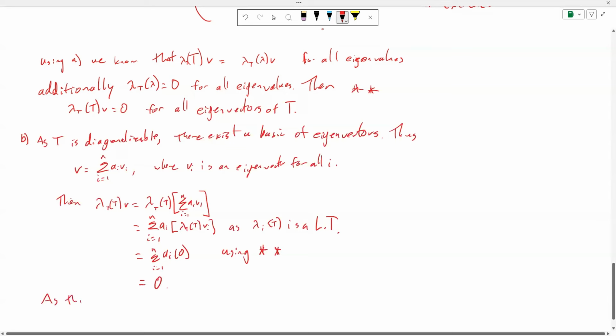As this is true for any v in V, the characteristic polynomial of T applied to T equals the 0 transformation. And this is our proof for B.